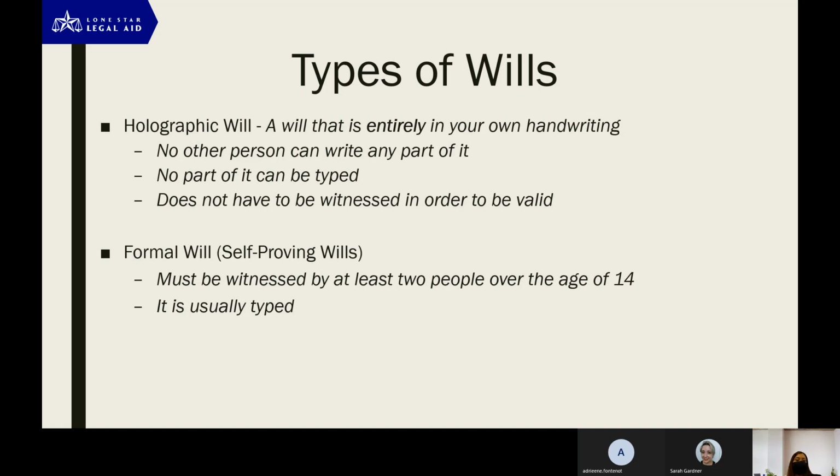The second type of will is a formal will, which is also a self-proven will. This one must be witnessed by at least two people over the age of 14, and it is usually typed. So this, along with the previous requirements, will make a valid formal will.